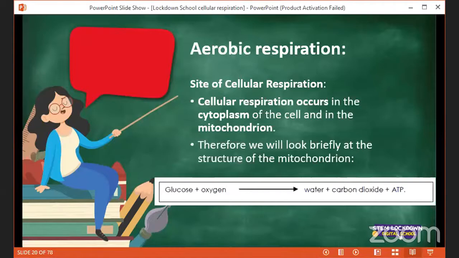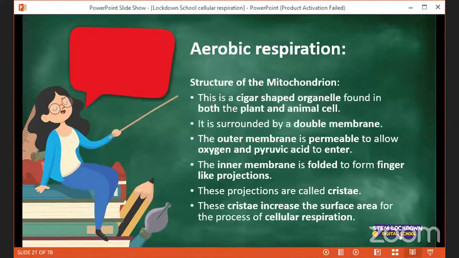So now let us look at the structure of the mitochondrion. This is a cigar-shaped organelle found in both the plant and animal cell. It is surrounded by a double membrane. The outer membrane is permeable to allow oxygen and pyruvic acid to enter. The inner membrane is folded to form finger-like projections. The projections are called cristae. These cristae increase the surface area for the process of cellular respiration.